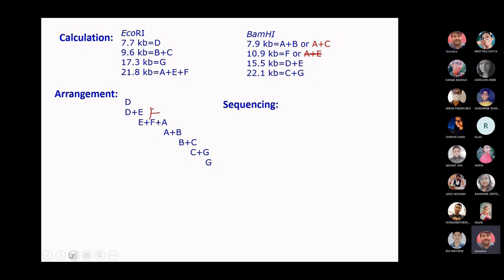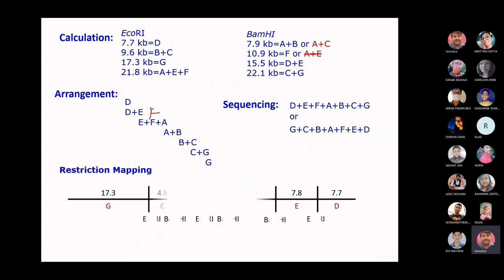Okay. And then what will the sequencing be? It will be D, E, F, A, B, C, G. D, E, F, A, B, C, G. And then, or you can mark it like this. And this is your final map. Okay. Is it clear? Yes, sir. Yes, sir. So these are the 5 problems.